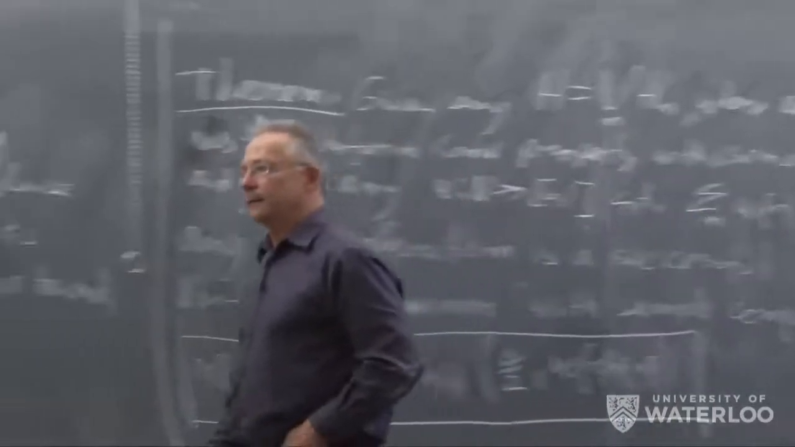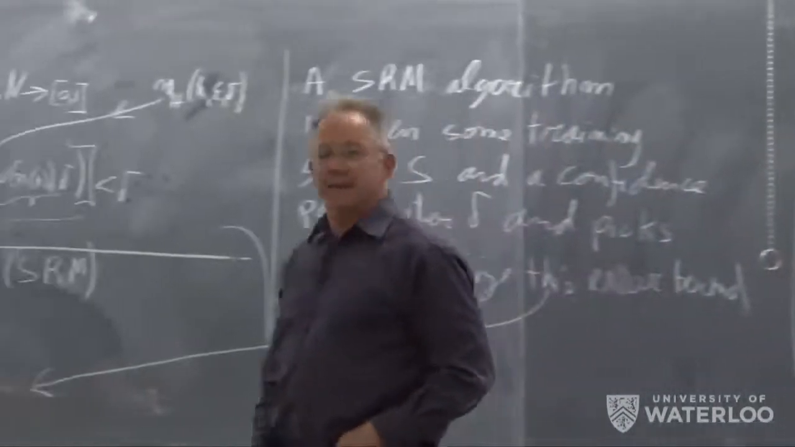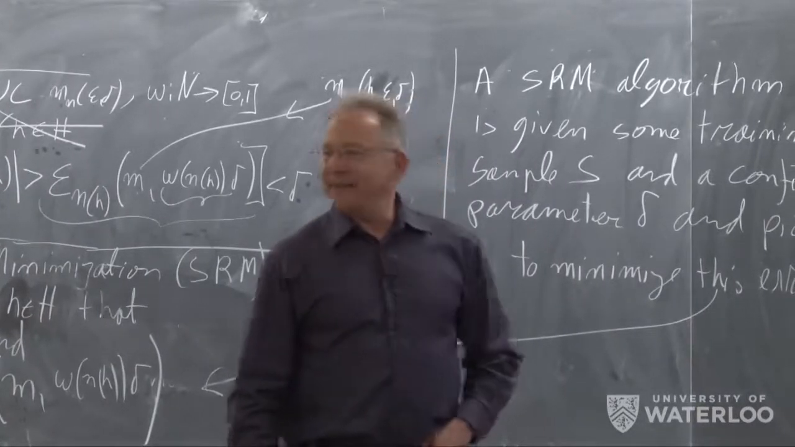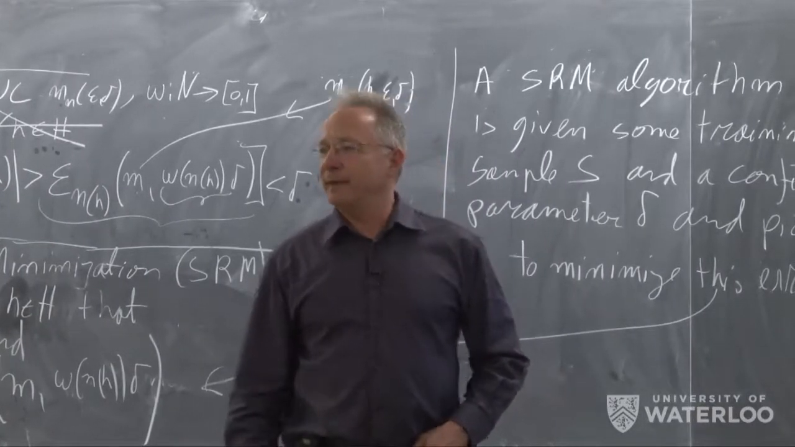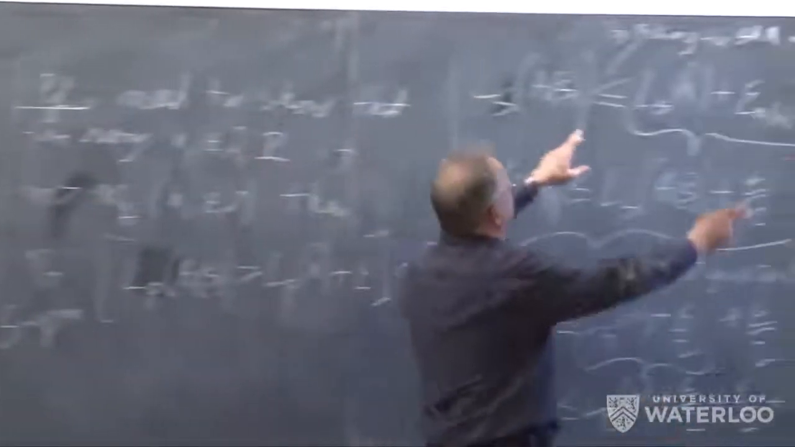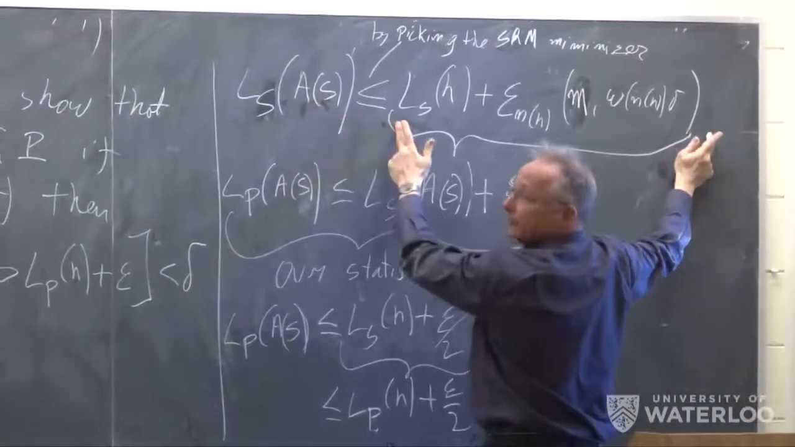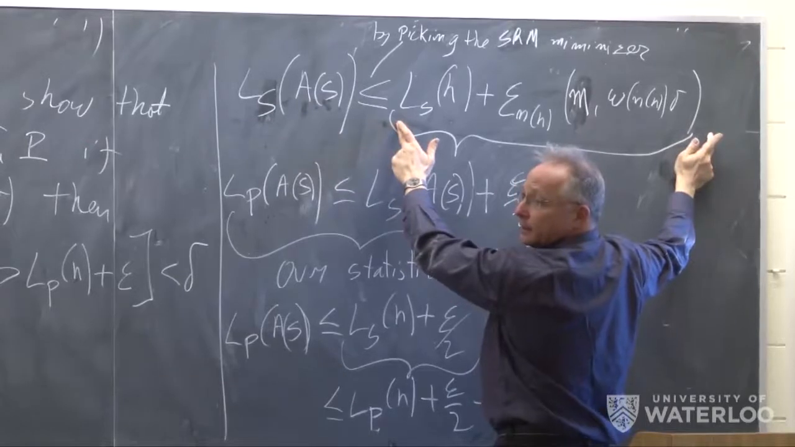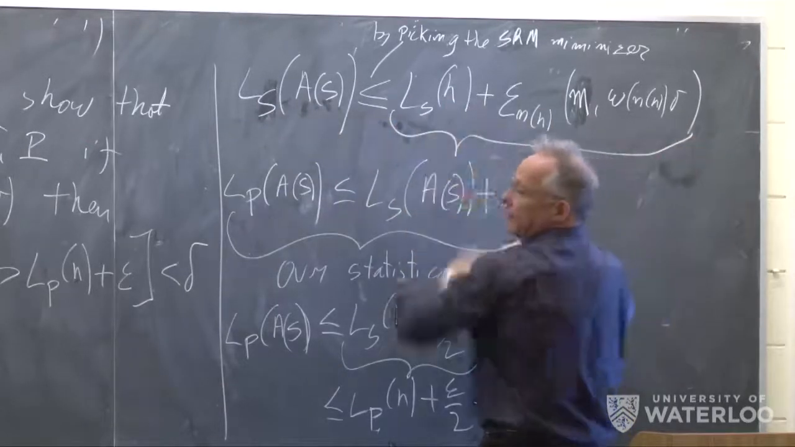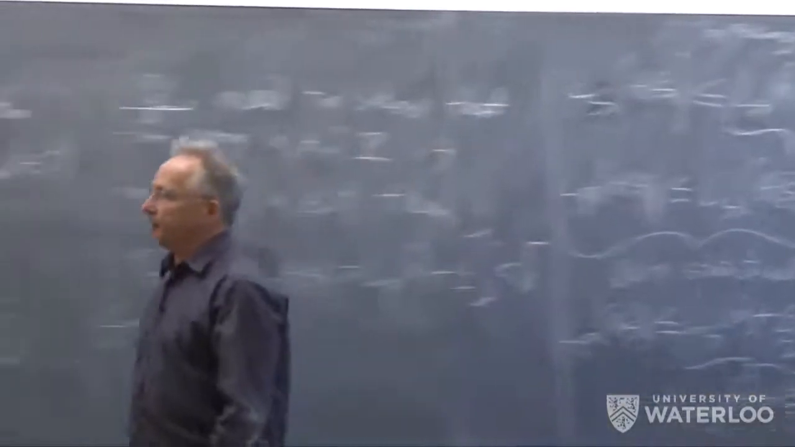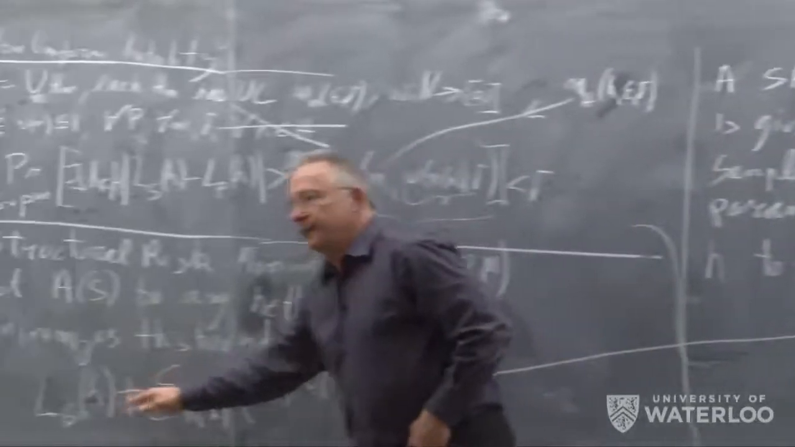Yes? What's your note above the inequality on the top right-most equation on the board? It's like, by picking the SRM minimizer. The SRM picks the minimizer of this quantity. A of S is an H that minimizes this quantity over all H's. So in particular, it beats the given H that we want to compete with. That was what we said here. The SRM picks a function that minimizes this sum.